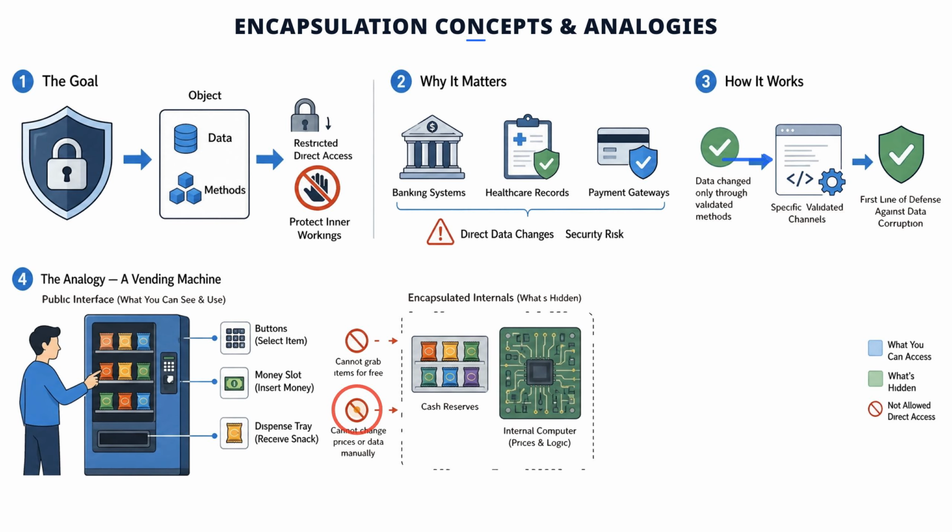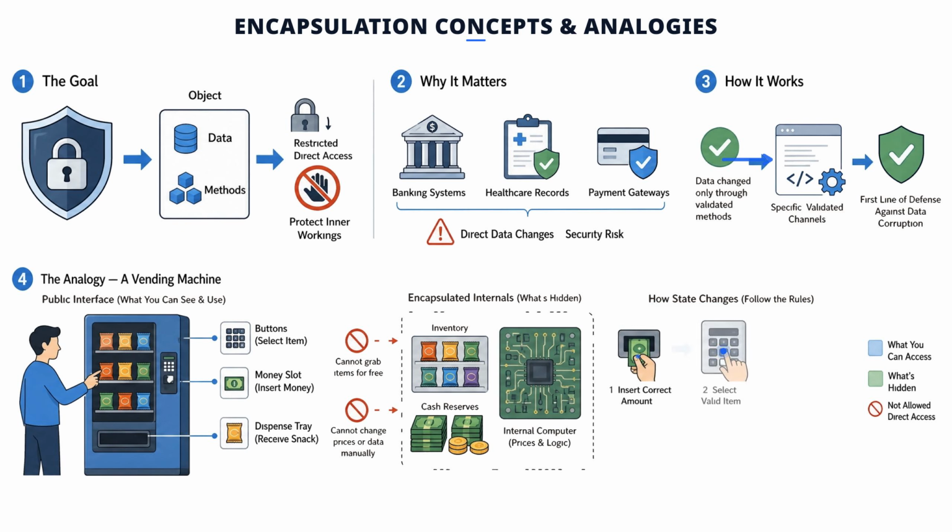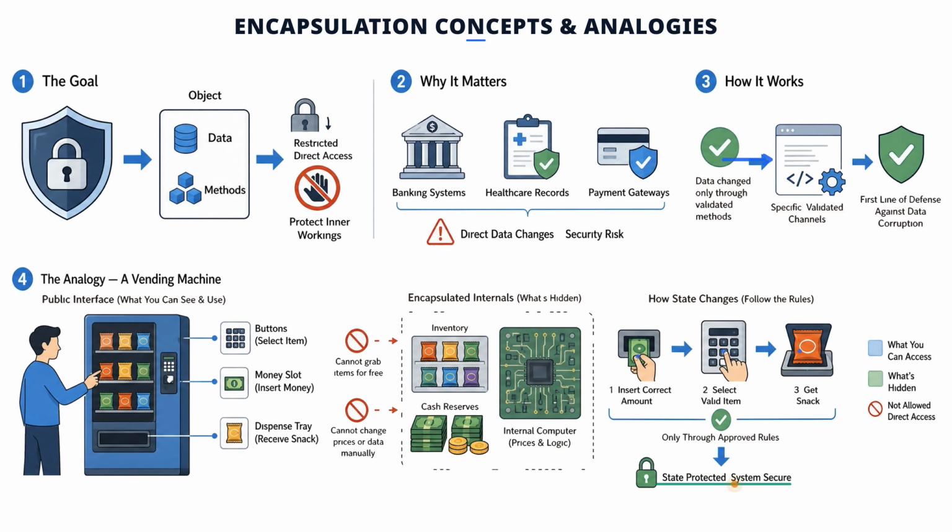The machine's internal state, its inventory and its cash reserves, is entirely hidden and protected. You can only change the state of the machine, like getting a snack, by following the approved rules. You have to insert the correct amount of money, then select a valid item, and only then do you get your snack. This strict separation between what you can see on the outside and what is happening on the inside is exactly how we want our code to behave to keep the system secure. Now you might be wondering, how do we actually tell our code which parts are public and which are hidden? Python manages this using a very simple naming convention that we'll look at next.